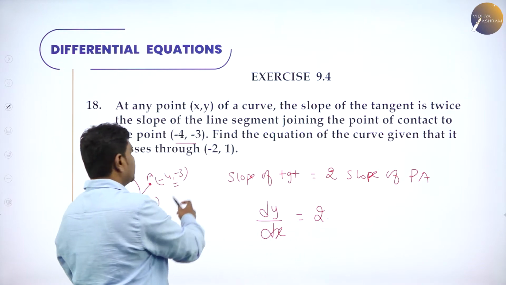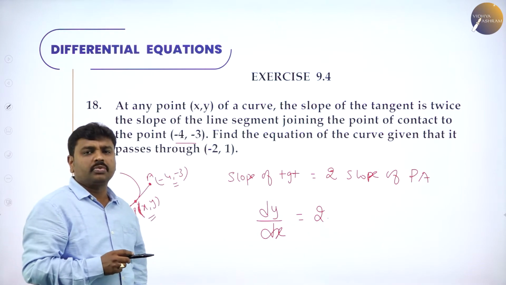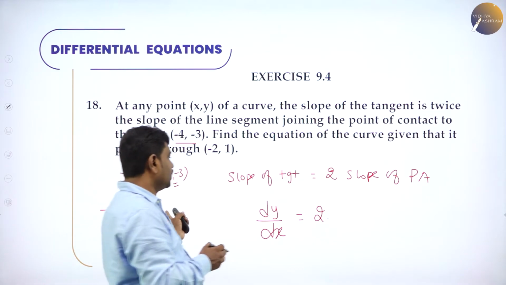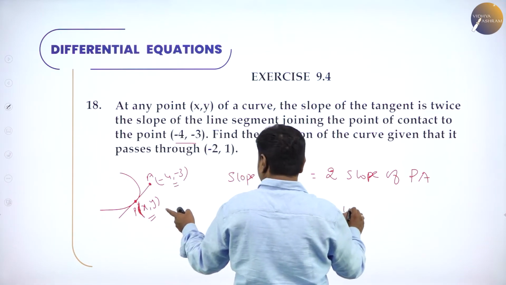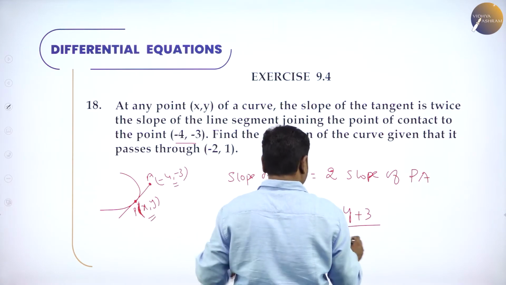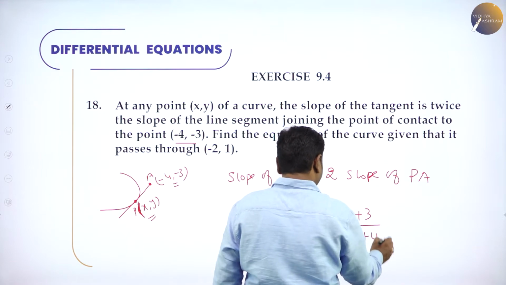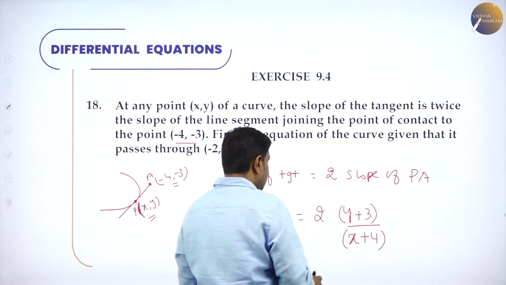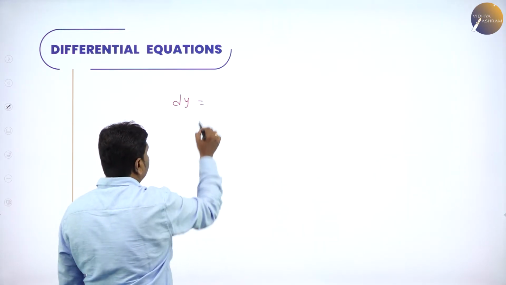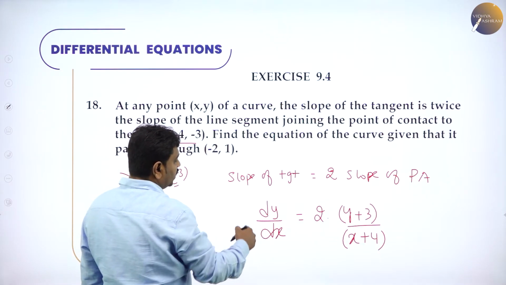How to find slope of line joining points? You know, to find slope of line joining points, you can take difference of y coordinates by difference of x coordinates. That is y2 minus y1. It will become y minus of minus 3, y plus 3, divided by x2 minus x1, x minus of minus 4, x plus 4. Now you have this. Now rearrange this. If you rearrange, we'll get dy is equal to 2 times y plus 3.